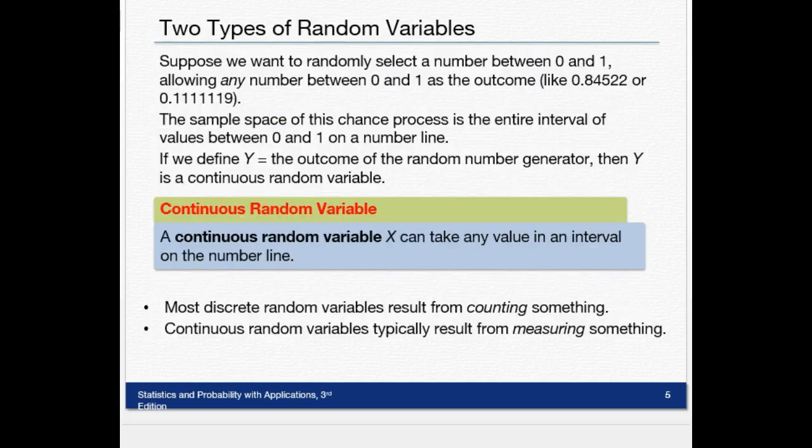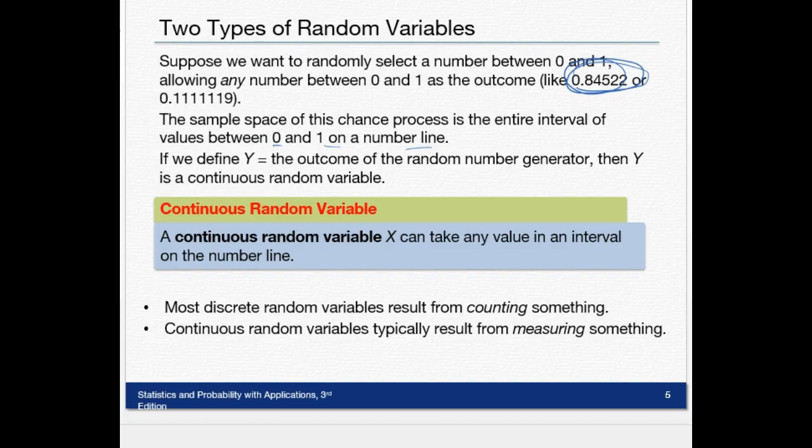Now, suppose we want to randomly select a number between 0 and 1, allowing any number between 0 and 1 as the outcome, like 0.84522 or 0.11119. The sample space of this chance process is an entire interval of values between 0 and 1 on the number line. Yet, if we define y as the outcome of a random number generator, then y is a continuous variable. Okay? So, a continuous variable can take any value in an interval on a number line. Here's the thing: a continuous variable has decimal values, like decimal possibilities for their outcomes.